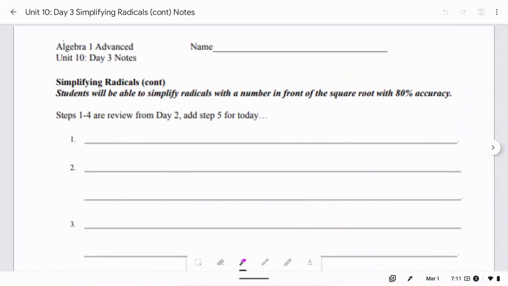In this video, we will continue to talk about how to simplify radicals. The only difference today is that there is already going to be a number in front of the radical. So we are going to add one additional step compared to our steps from yesterday.